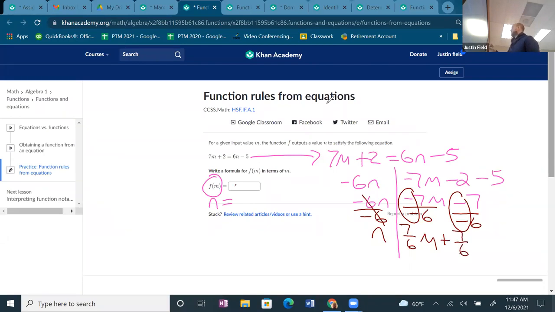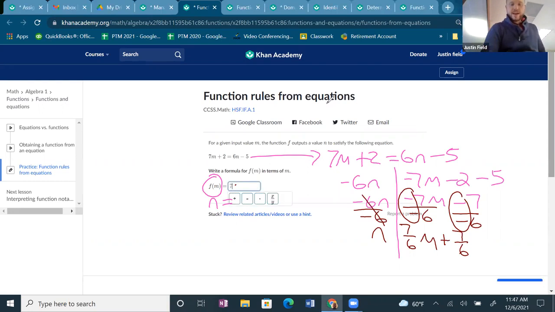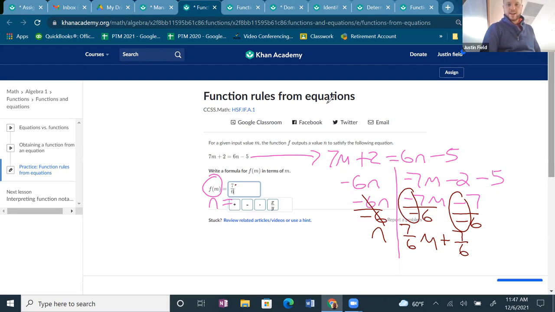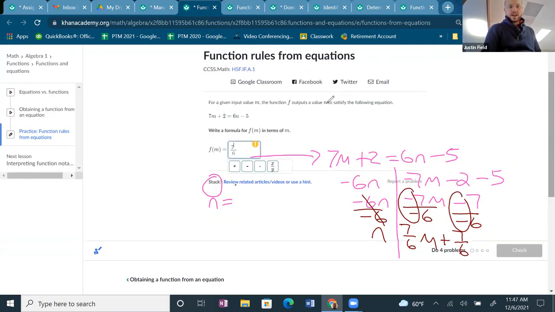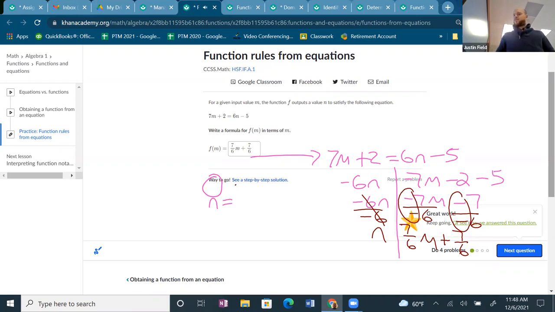So the answer is 7/6 m. Now I want to make sure that m is either in the numerator or to the side of the fraction. And plus 7/6. Seems wrong, but it's right.